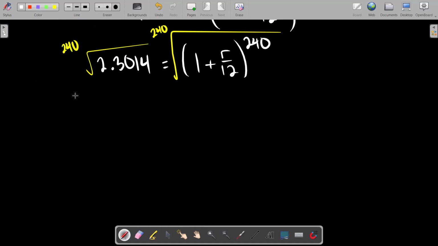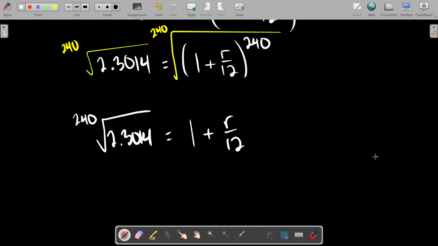So what the problem now looks like is the 240th root of 2.3014 equals 1 plus r over 12. And the beautiful thing just happened, and it's that the captain has turned off the seatbelt sign and says, everyone, you're now free to move about the cabin. And that one, he's not bound up in jail anymore. He's like, wait a second, can I move to the other side? Yeah. And that 12's like, wait, can I get multiplied? Yeah, go ahead. Because they're not bound up in that prison anymore.